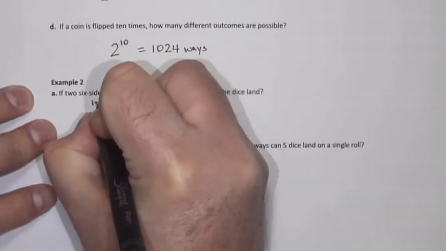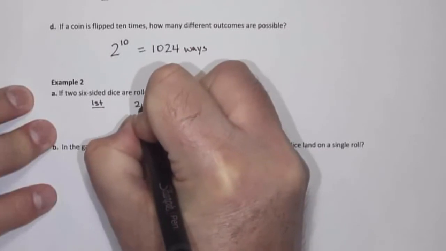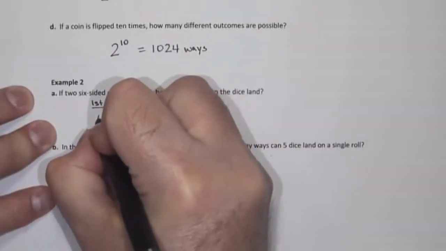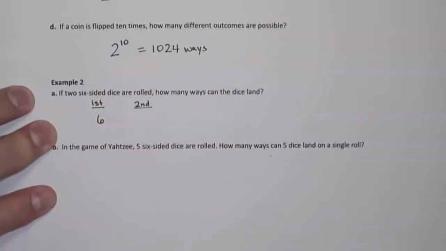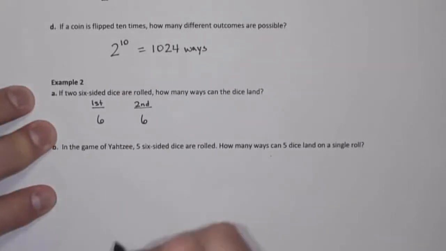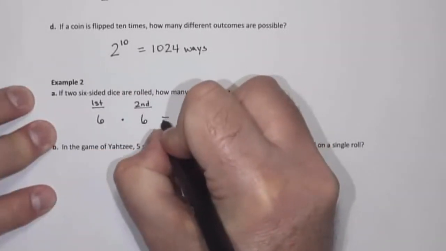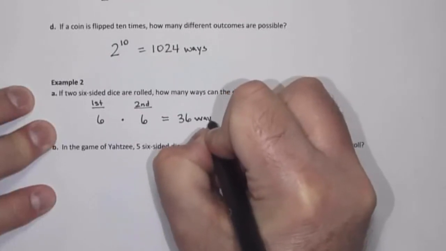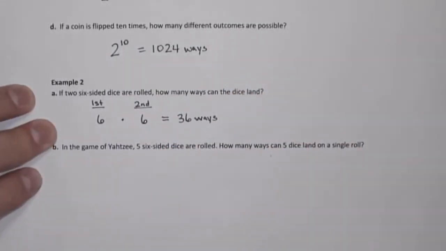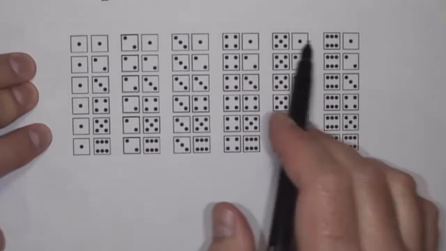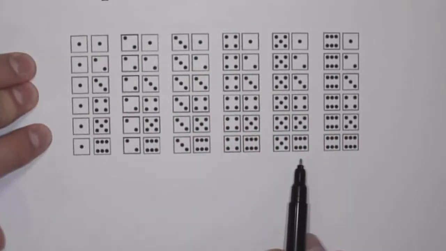Well, if we think about the first die and we think about the second die, how many different ways can the first die land? It could land 6 different ways. How many ways can the second die land? It can land 6 different ways. And so if we multiply 6 times 6, that's 36 different ways that the dice could land. And so again, we literally have those different ways shown right here in this figure.